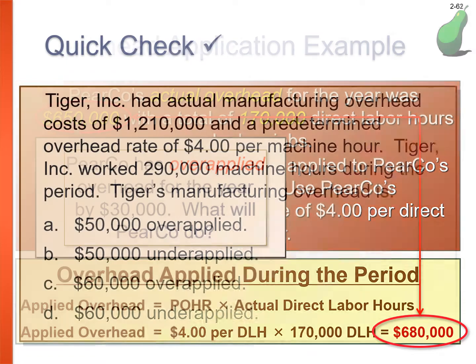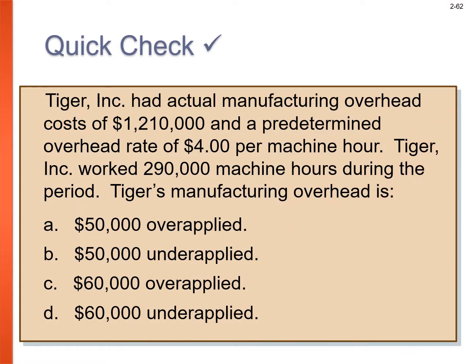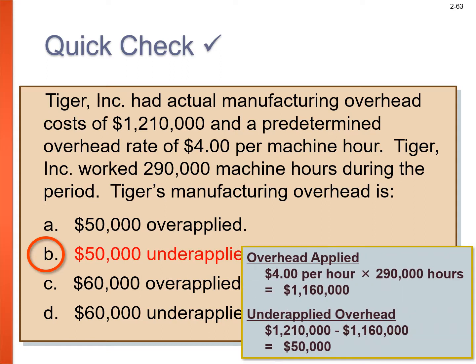What did they do? Well, quick check, just so you can see this. Tiger Inc. had manufacturing overhead costs of $1,210,000 and a predetermined overhead rate of $4 per hour based on 290,000 machine hours during the period. Did they over or underapply their manufacturing overhead, and by how much? Look, their overhead applied was $4 an hour times 290,000 hours, 1,160,000. Their actual was 1,210,000, so they should have applied 1,210,000. They only applied 1,160,000, so they underapplied by $50,000.